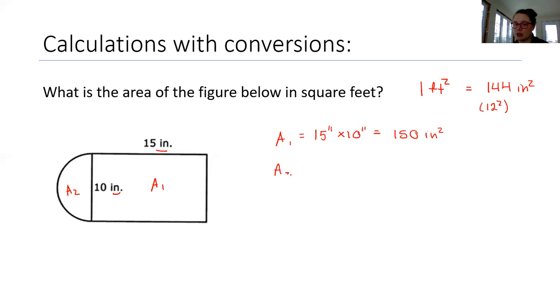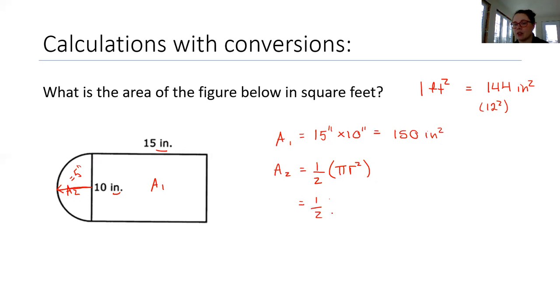Area 2 is a half of a circle. So we're going to start out with half, and then our formula for the area of a circle, which is pi r squared. The radius of this half circle equals 5 inches. You'll notice it's half the width of the rectangle, so we got 5 inches. So we'll plug that into our formula.